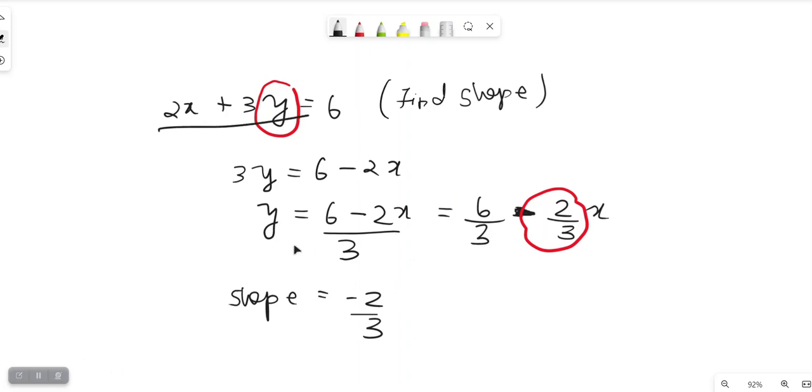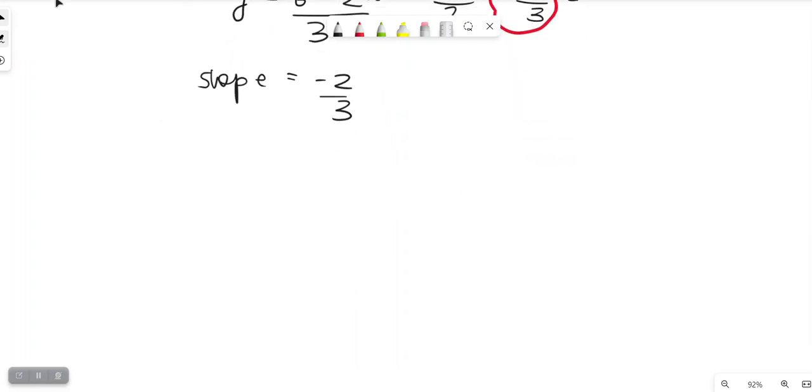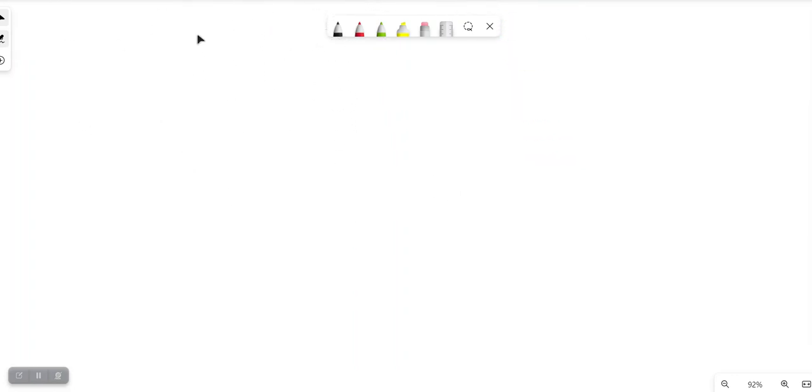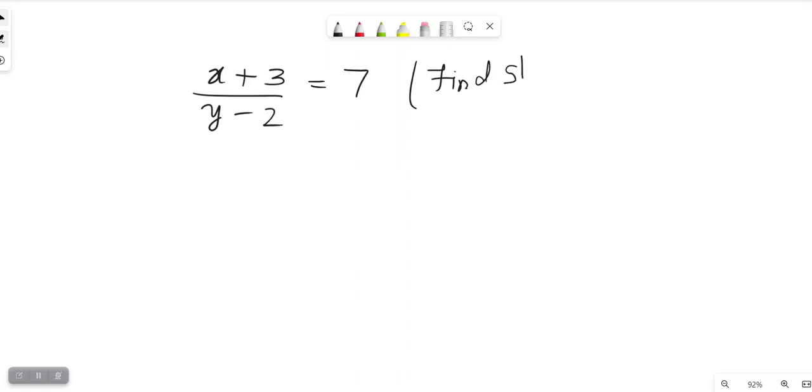Now, the problem is sometimes we have an equation of the type (x plus 3) equals 7 times (y minus 2), or some number, say 7, and from here we have to find the slope.